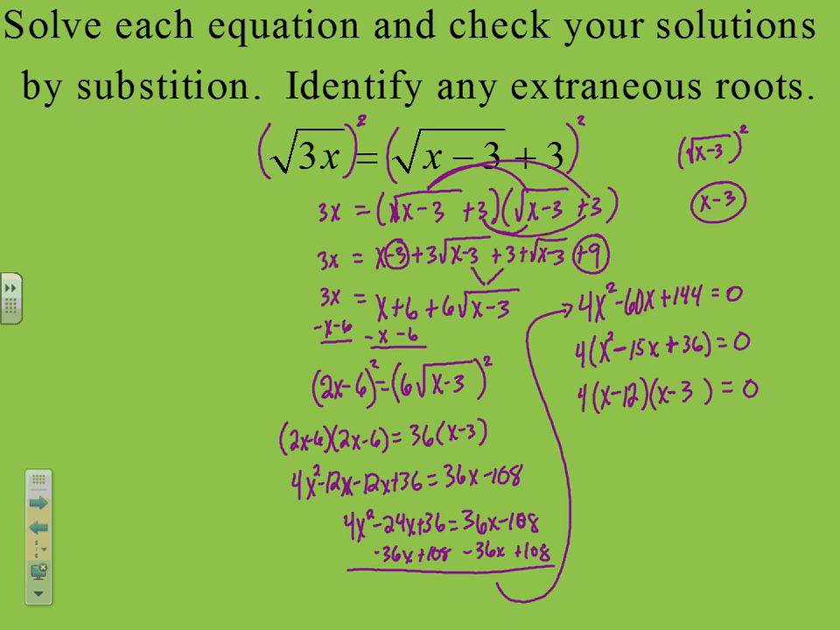So now that I have my two factors, remember the 4 left because it doesn't have an x on it, it's not a factor. So now I have x minus 12 to be equal to 0, x minus 3 to be equal to 0. So x equals a positive 12 and x equals a positive 3. Okay? So those are the two solutions.